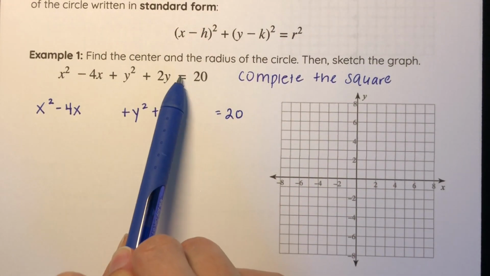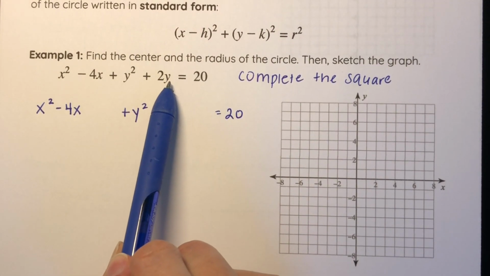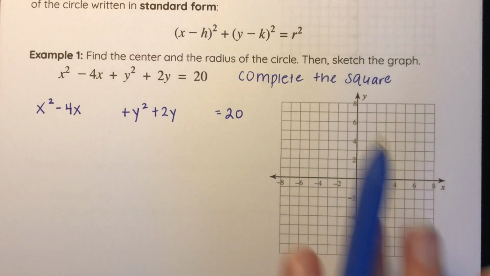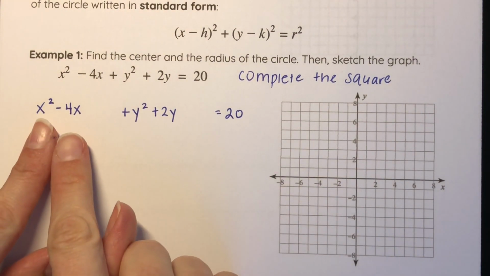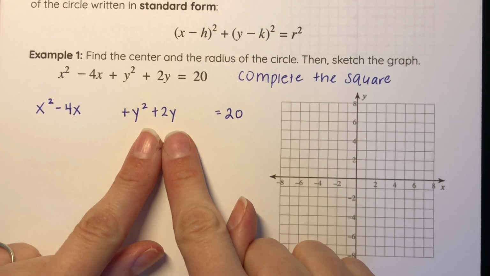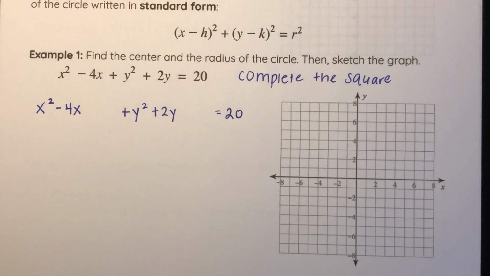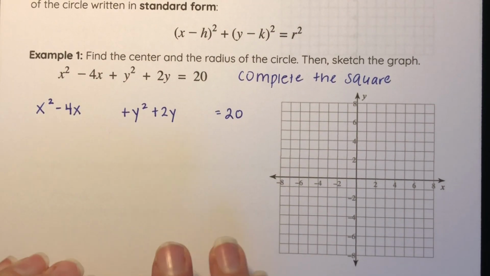And luckily, there was no extra constant that I had to get rid of. It was already on the right-hand side, so I can just work on finding the constant for my x terms, finding the constant for my y terms, and go from there. I'm going to go ahead and do each part, and then we'll write our equation all together.